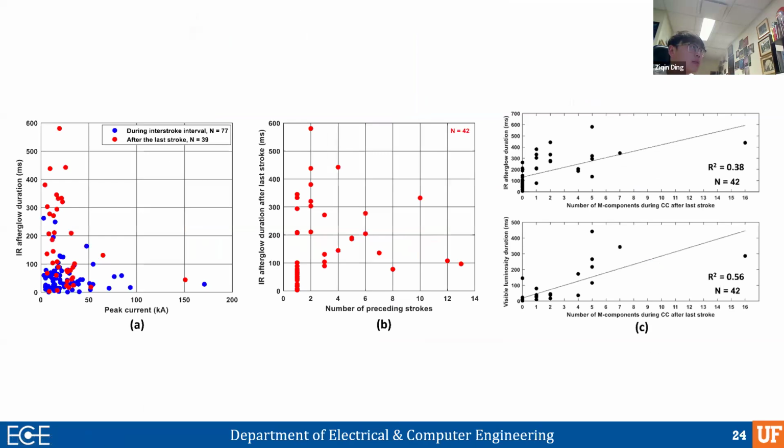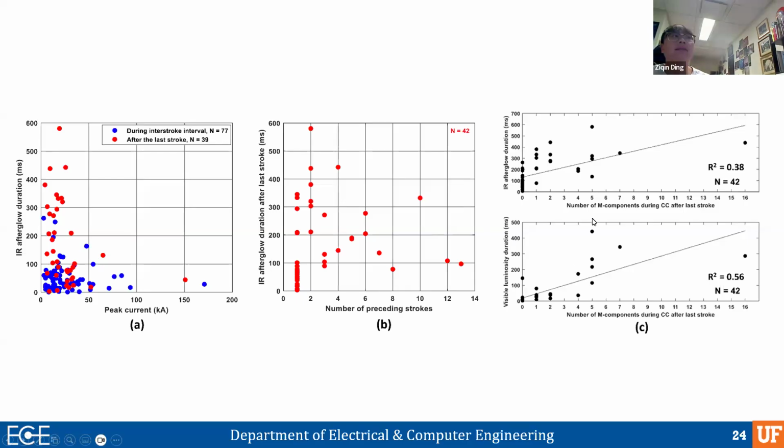So we did some statistical analysis of what happened for both visible and infrared during the interstroke interval. We measured the infrared afterglow duration as a function of peak current, to see if a higher peak current will cause a longer interstroke interval. And it doesn't show any direct correlation. We also took a look at the number of preceding strokes, to see if multiple return strokes will heat up the channel more and cause a longer interstroke interval. And the answer is still no.